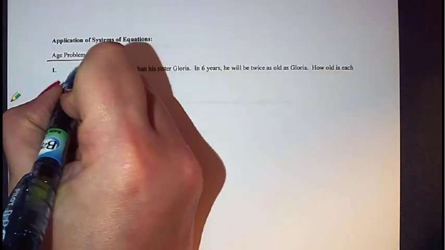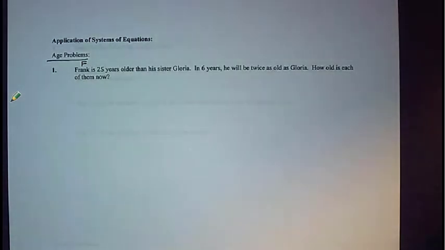So we have: Frank is 25 years older than his sister Gloria. In 6 years, he will be twice as old as Gloria. How old is each of them now? Okay, so for our first sentence, it is really a strict translation sentence. If you remember what things mean, it's going to make it a whole lot easier. I'm going to use the letter F for Frank, since that's his name. It makes it easier when I go back and look, instead of using X and Y.